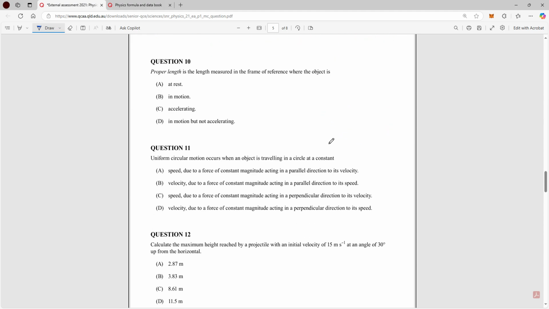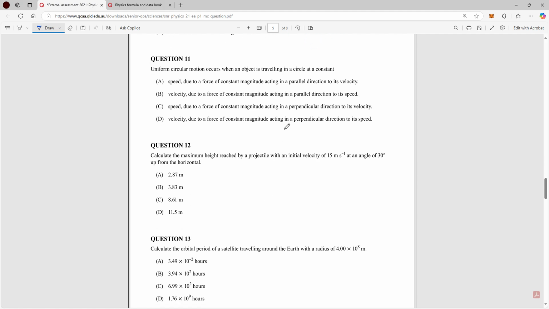Alright, question 10. Proper length is the length measured in the frame of reference where the object is. So this is special relativity. If you have something moving, anything proper refers to T0 or L0. In this case, it's L0 because it's proper length. And proper length is measured when someone's not moving, pretty much, okay? So L0, in this case, would be measured if someone was on a rocket, because they would measure the proper length. So the correct answer here is going to be A, at rest. Again, that's a little bit of a concept question, no calculation there.